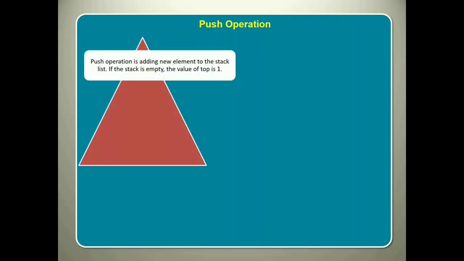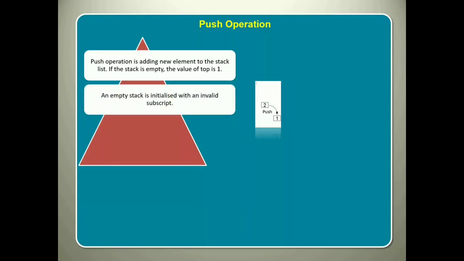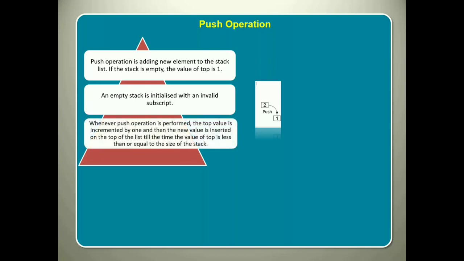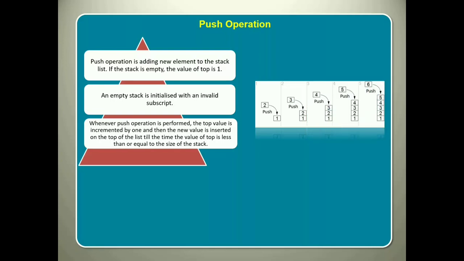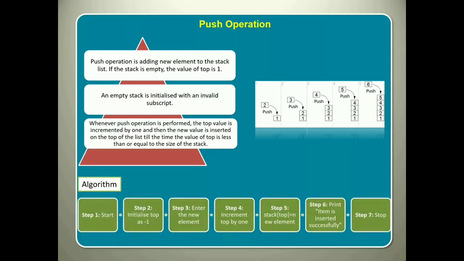Let us look at the push operation. Push operation is adding a new element to the stack list. If the stack is empty, the value of top is -1. An empty stack is initialized with an invalid subscript. Whenever you perform a push operation, the top value is incremented by 1, and then the new value is inserted on the top of the list till the time the value of top is less than or equal to the size of the stack. Have a look at the algorithm that explains the logic to program the push operation for a stack.